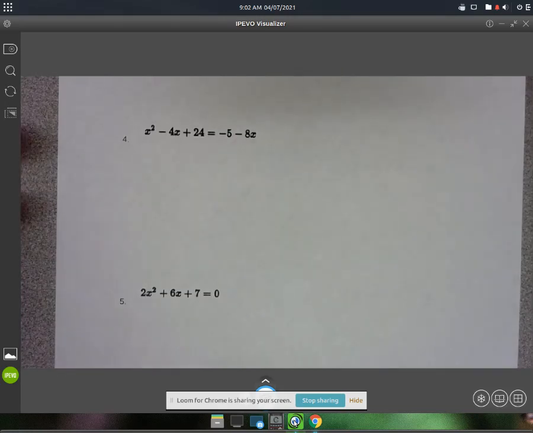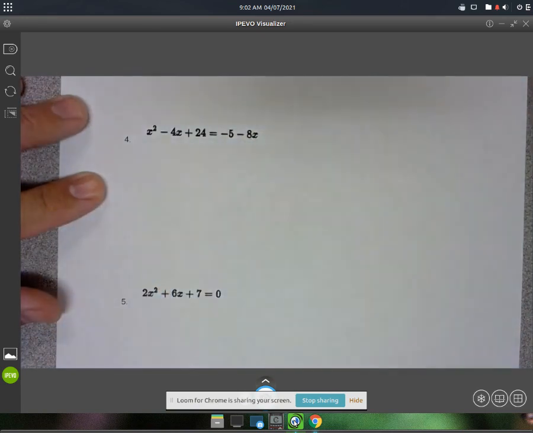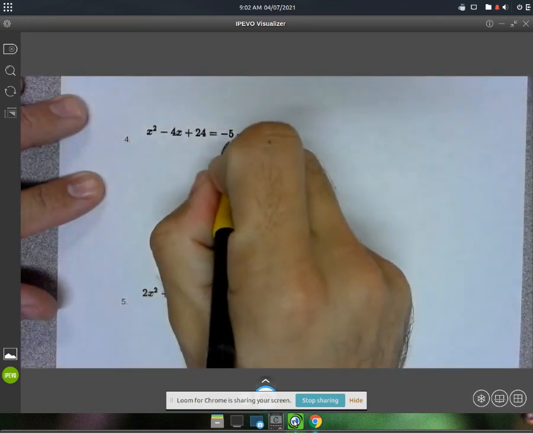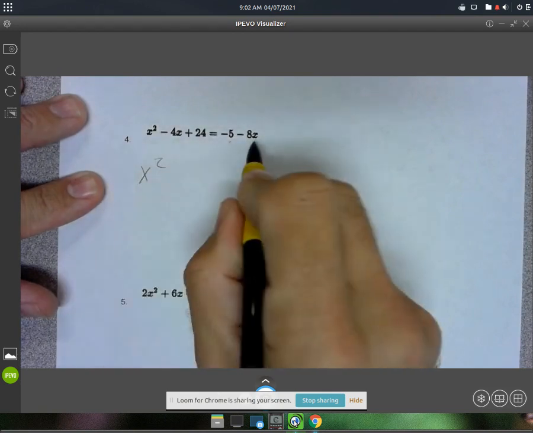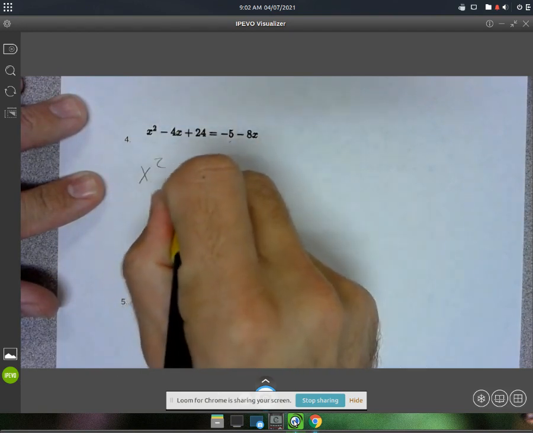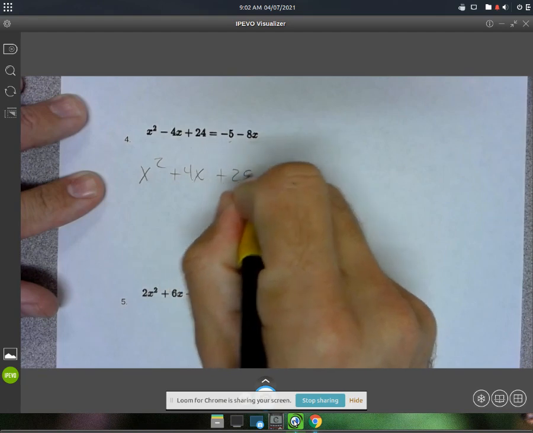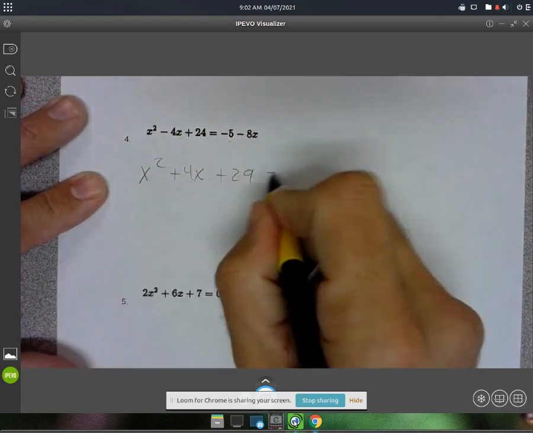So Colton, number 4. Okay, number 4. So if I add my 5, I get a 29 like you had. If I add the 8x, you'll get a 4x like you had. All right, so here I go.